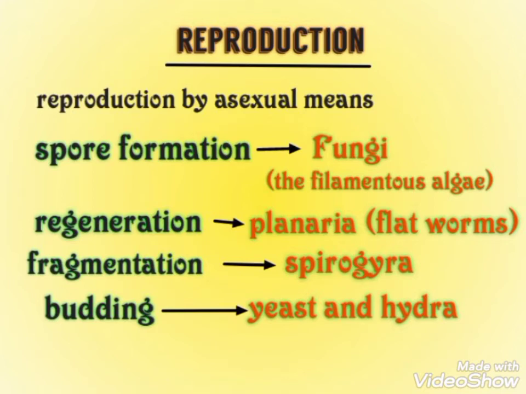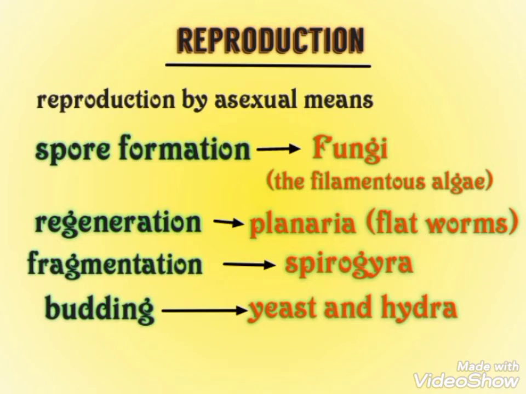Third is fragmentation. For example, Spirogyra reproduces through fragmentation. It splits its body into several fragments, producing a new Spirogyra. One more method of asexual reproduction is budding. Yeast and hydra usually reproduce by this process. In this process, a small outgrowth bud appears on their body, which then splits from the parent body, producing a new organism.